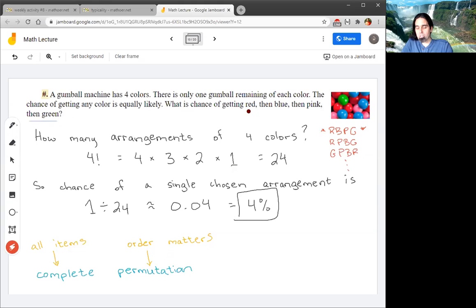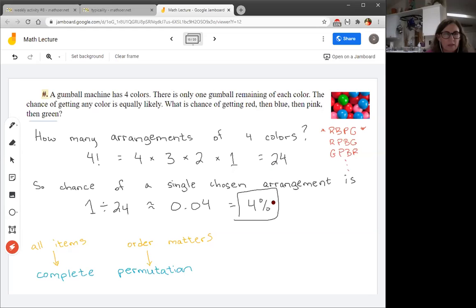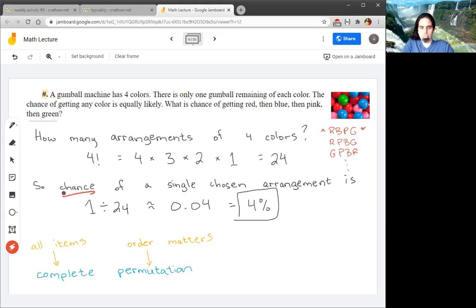Notice that in this question, it doesn't matter which arrangement I put in the question. I could have said, what's the chance of getting green, pink, blue, red? And it would still be 4%, right? It's just the chance of getting one thing out of 24. And the chance is like a keyword, sort of? I could have used the word probability or likelihood or any of those synonyms for there's 24 things, they're equally likely. How often will one of them happen?